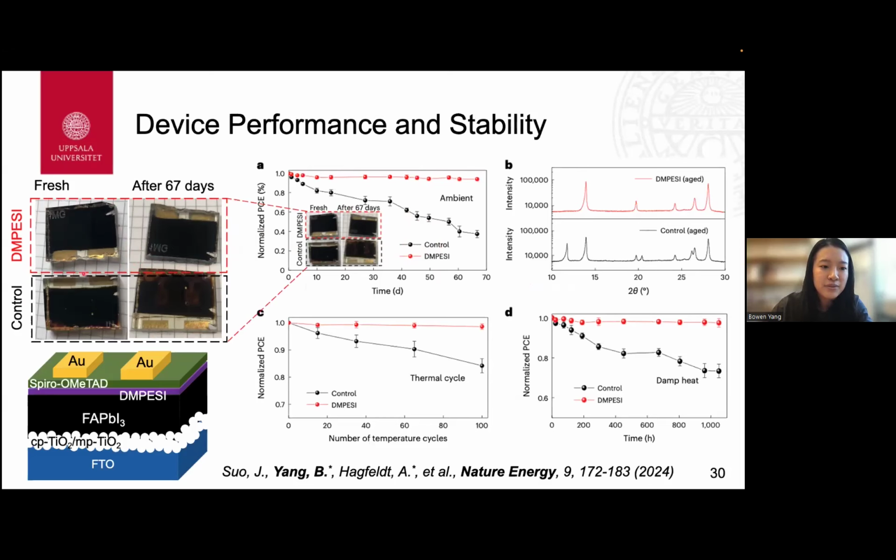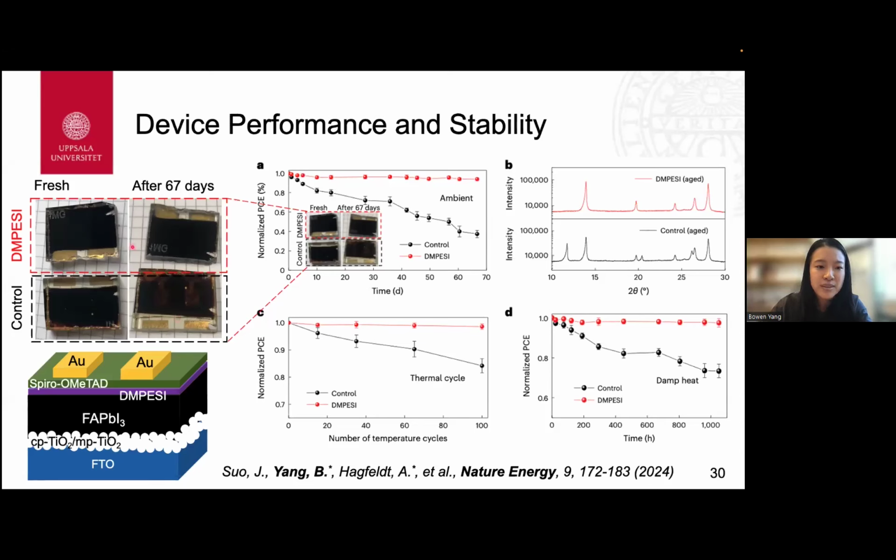These two are fresh samples, as prepared, and these two are the aged cells after 2 months in ambient. Visually, we can see that the aged control device has turned light brown. Also, we can clearly see the gold electrode from the backside of the glass right here. So this indicates a severe degradation of the control cell after aging.